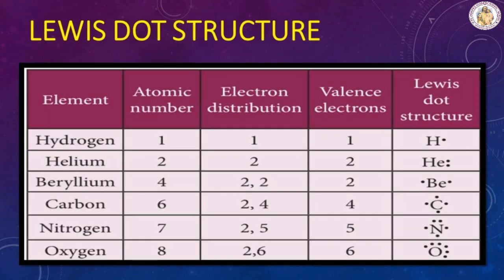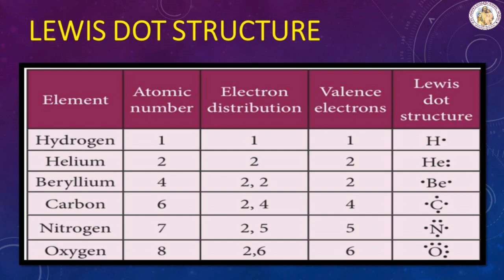Lewis dot structure. Hydrogen element, its atomic number is 1, its electron distribution is 1, valency electrons 1, its Lewis dot structure is H. Here unpaired electron means we will give a single dot. So hydrogen has unpaired electrons, so we'll give a single dot. Helium atomic number is 2, electron distribution 2, valency electrons 2. Here we have a paired electron, so we'll give a paired dot.